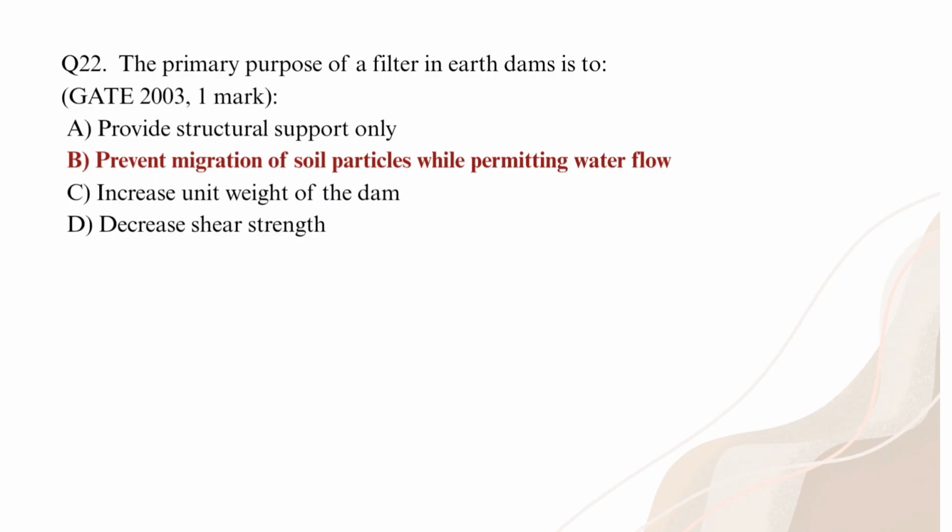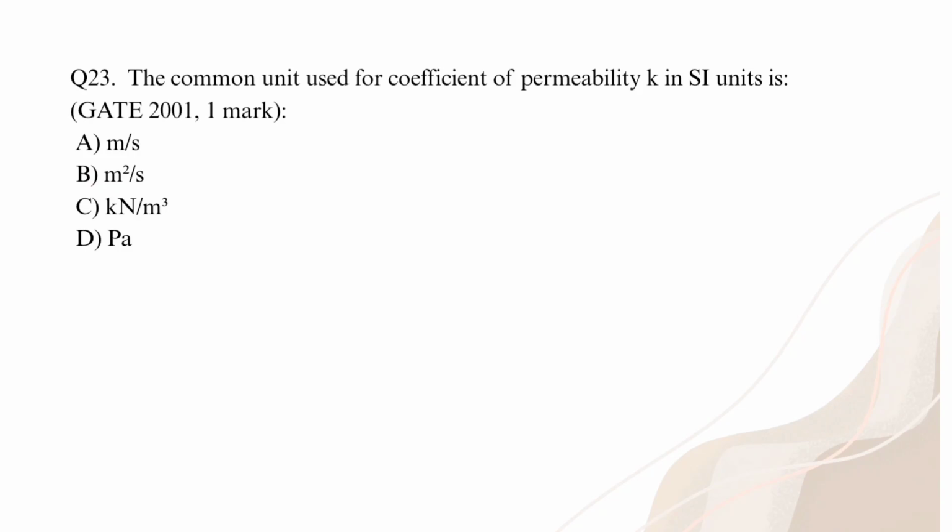The next question, question number 23. The common unit used for the coefficient of permeability K in the SI unit is. This question was asked in GATE 2001 for 1 mark, and the options are: A, meter per second; B, meter square per second; C, kilonewton per meter cube; and D, Pascal. And the correct answer is meter per second.